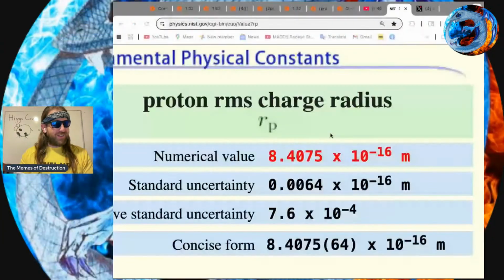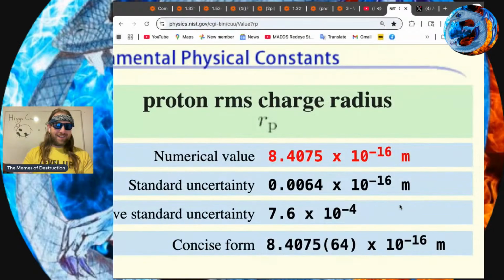Oh, I'm not even sharing. I apologize. I'm waving and showing you here. Yeah, we got like realistically about 2 or 3 significant digits.